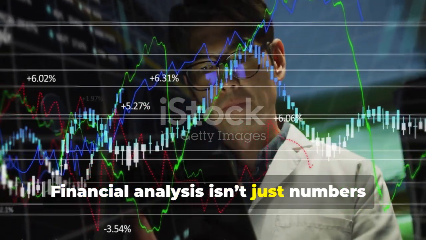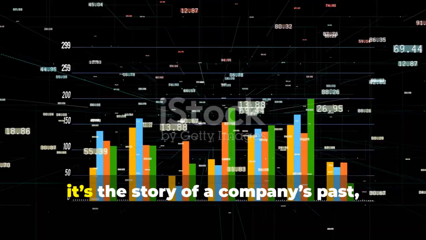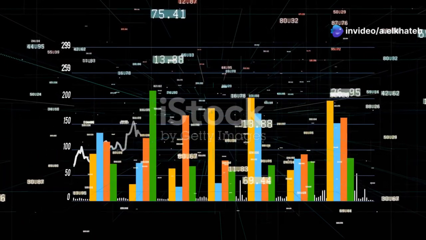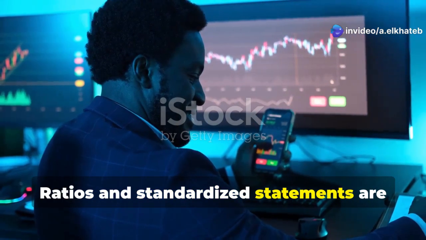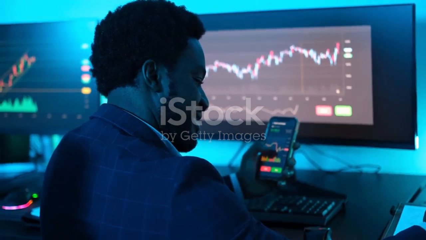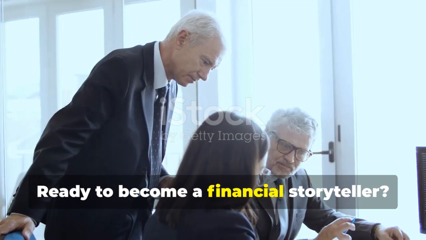Financial analysis isn't just numbers. It's the story of a company's past, present, and future. Ratios and standardized statements are your tools to decode risks, efficiency, and growth potential. Ready to become a financial storyteller?